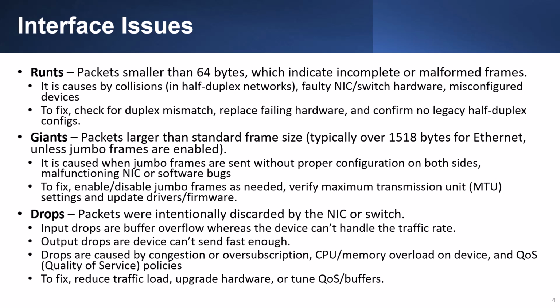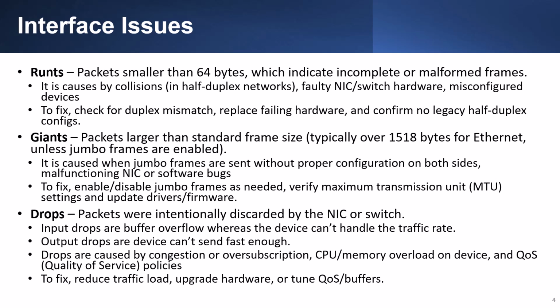Giants are packets larger than the standard frame size, typically over 1,518 bytes for Ethernet, unless jumbo frames are enabled. It's caused when jumbo frames are sent without proper configuration on both sides, malfunctioning NIC, or software bugs. To fix, enable or disable jumbo frames as needed, verify maximum transmission unit or MTU settings, and update drivers and firmware.